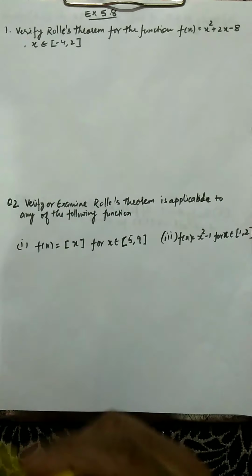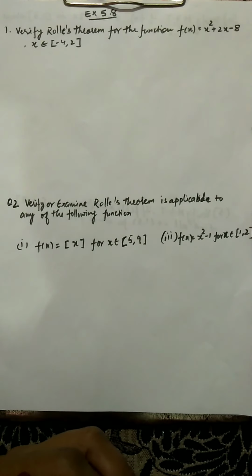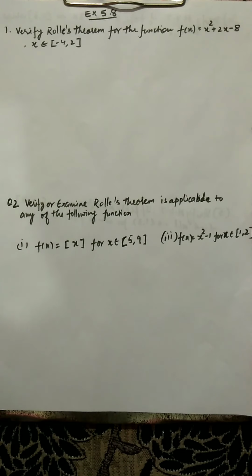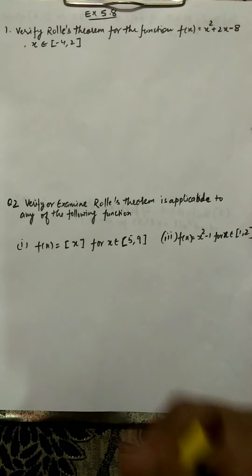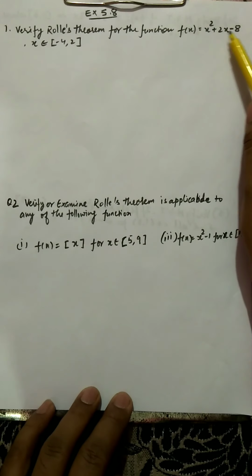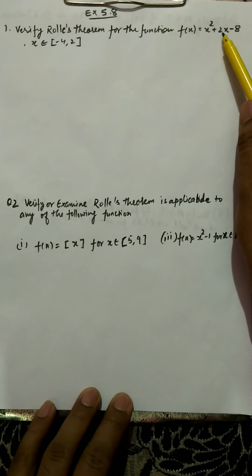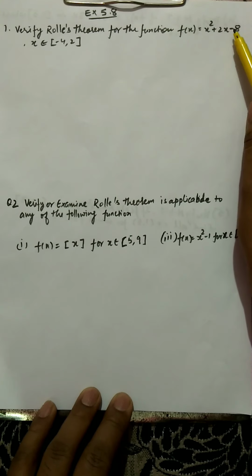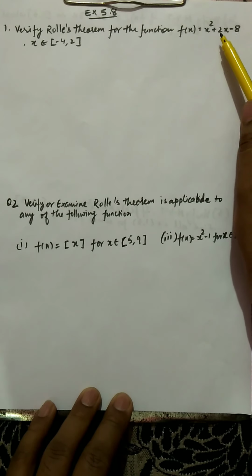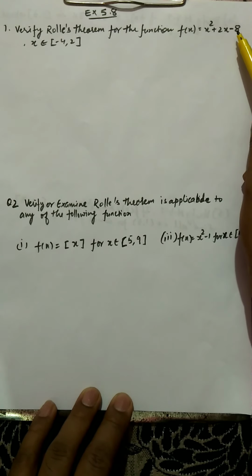Okay, we will discuss this exercise 5.8. Question number 1 is verify Rolle's theorem for the function f(x) equal to x square plus 2x minus 8, where x belongs to minus 4 to 2. So we see this function is defined for all x and there is no point which can make this function discontinuous, and this is an algebraic function also, or you can say polynomial function also.